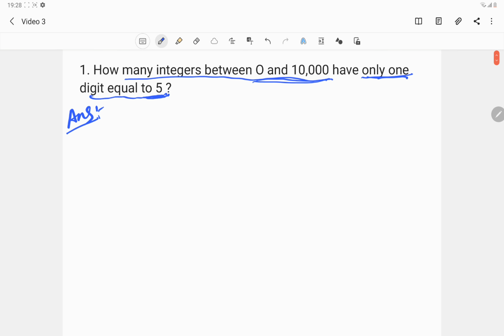So the method is as follows. This is the second method. So the second method is as follows. We will put 5 over here. 5 can appear anywhere from this box to this box to this box or this box. So now I will put 5 over here, and the remaining places get digits from 0 to 9 excluding 5.